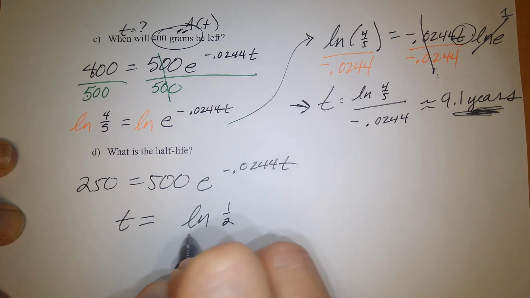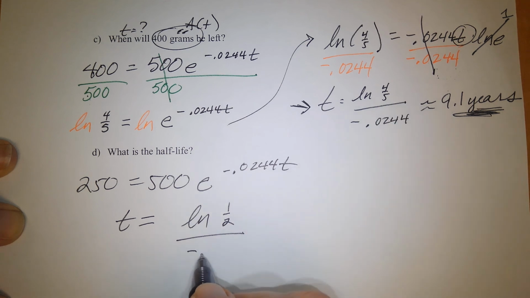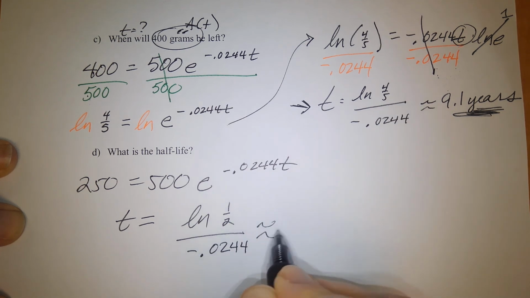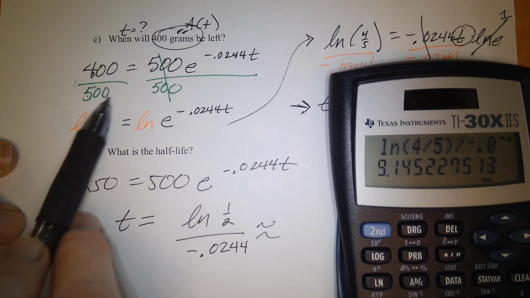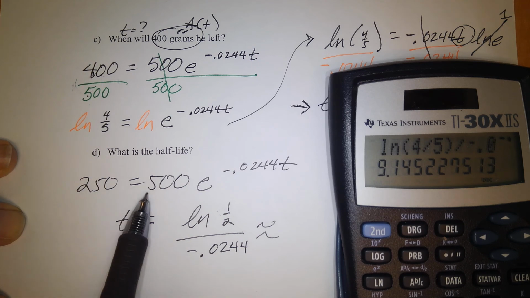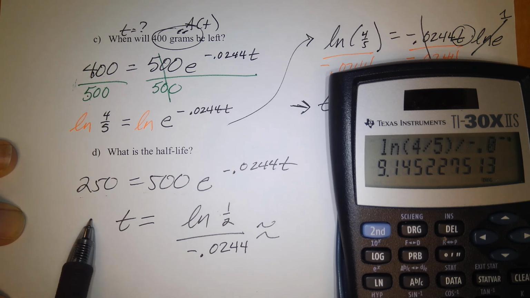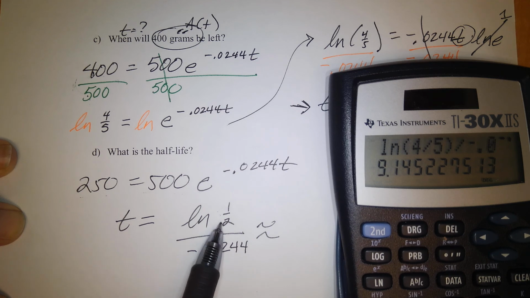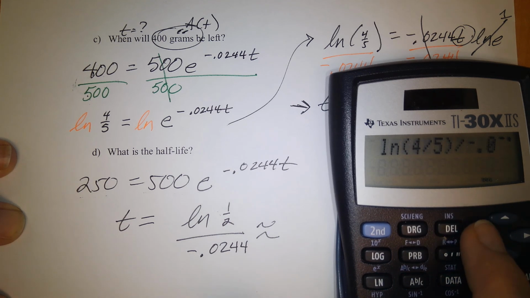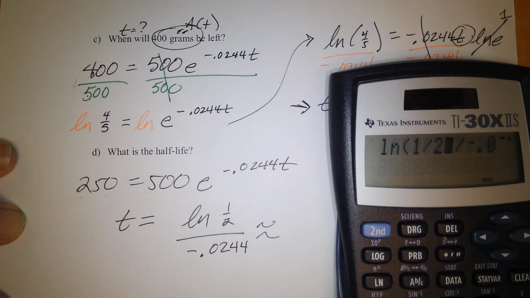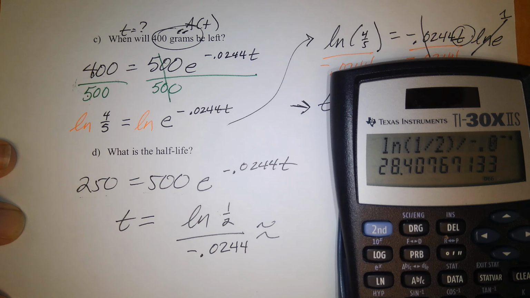So it's natural log of 1/2 over negative 0.0244. So it's the exact same question. All I did was change this ratio, which came from the left side of the equation. It would have been 250 divided by 500, which is 1/2. So I'm going to do the exact same equation. I'm just going to change that this fraction is 1 divided by 2, and I'm going to find that it's going to take me 28.4 years.